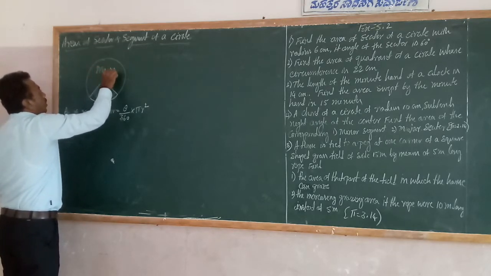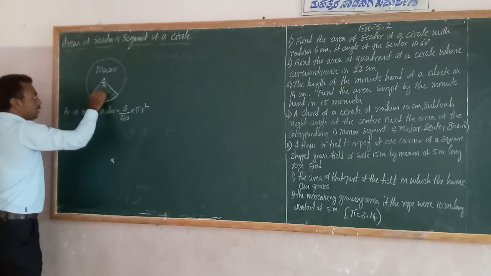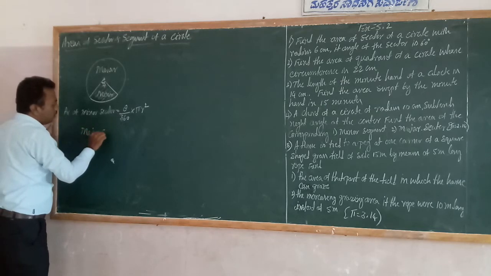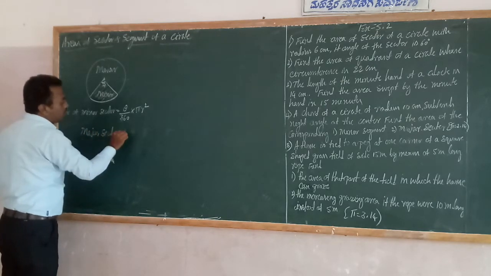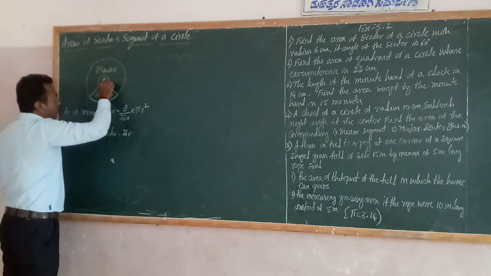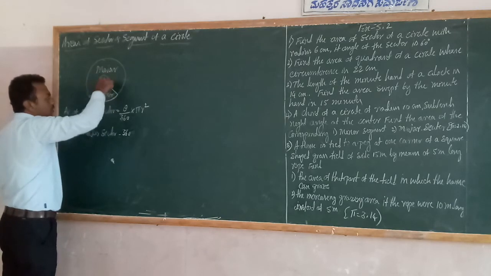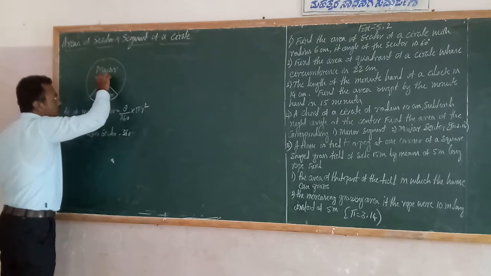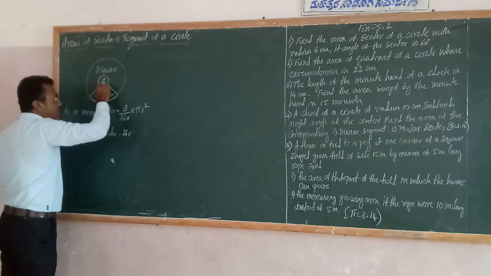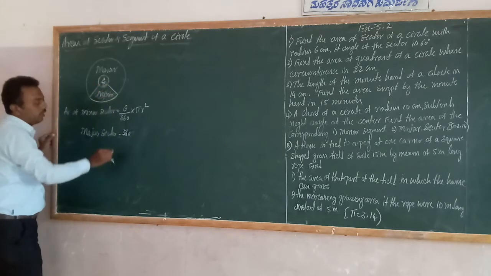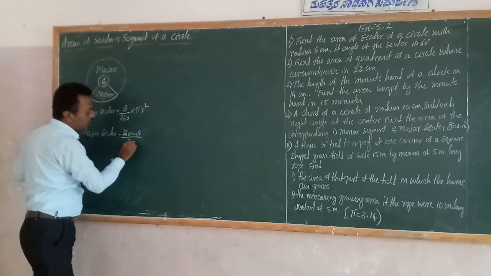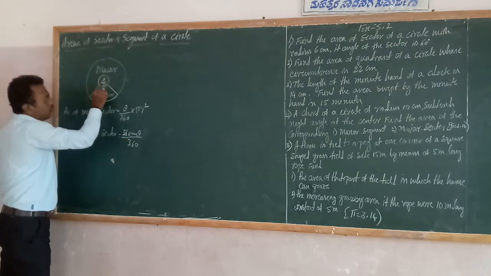Now how do you calculate the major sector? This is the minor sector. The area of the major sector is very simple, students: 360 minus theta. The total angle is 360, and I want only this angle, so from the total 360 we subtract this theta. That's why it is 360 minus theta, by 360. For example, theta is 60 degrees.